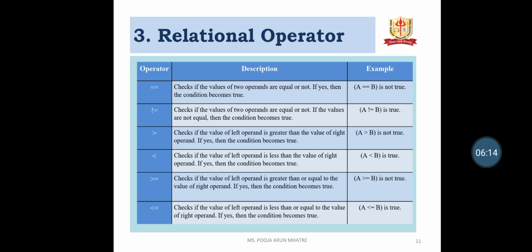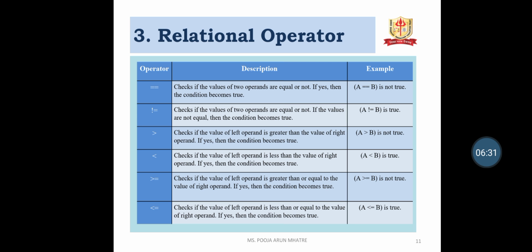Greater than. It checks if the value of the left operand is greater than the right operand. If yes, then the condition is true, otherwise false. So A is greater than B. The left operand should be greater. So here the condition is false.